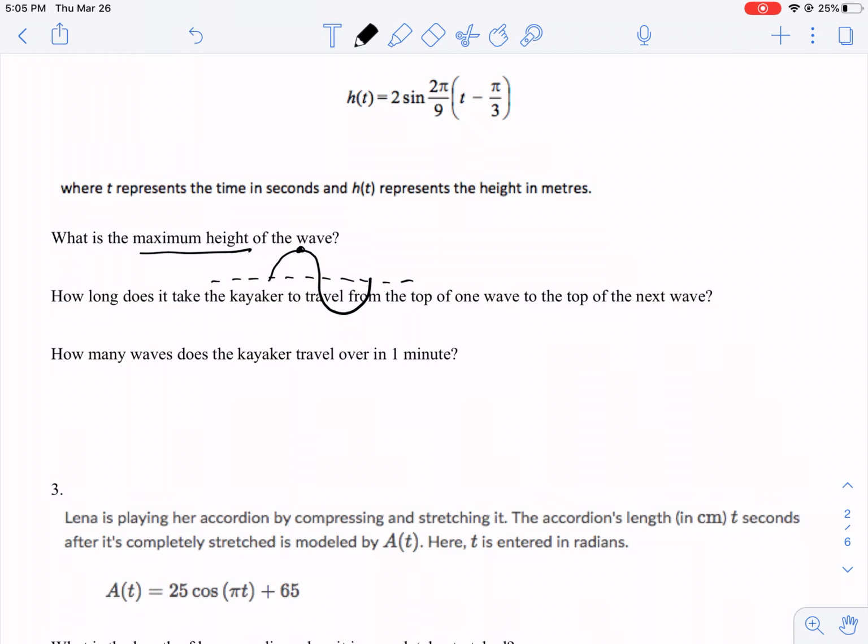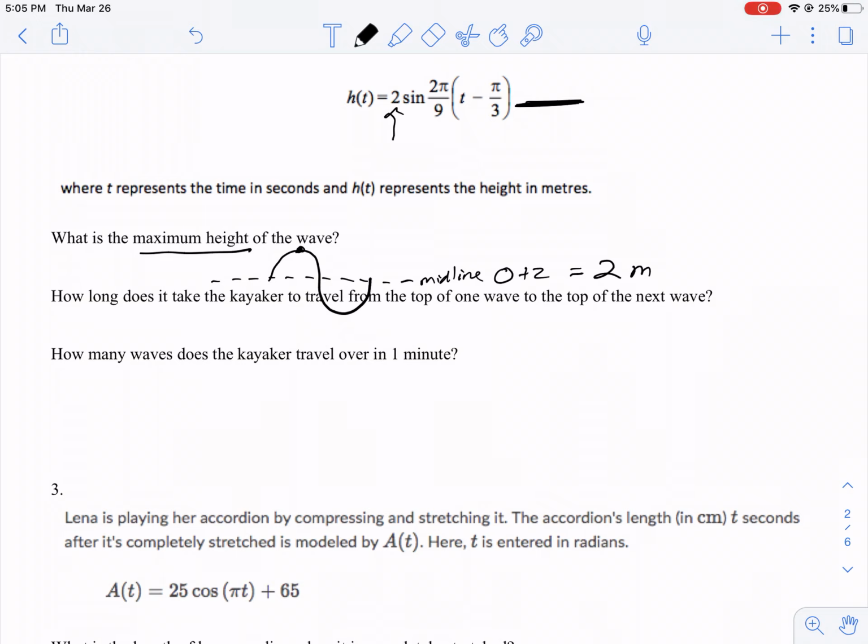Well, again, your highest point will be whatever your midline is plus your amplitude. On this one, it does not appear as if there is any vertical shift. There is nothing being added onto the end of the equation, so your midline is 0. The amplitude is in front of your trig function, which is the 2. So 0 plus 2 means that the highest height is 2 meters.